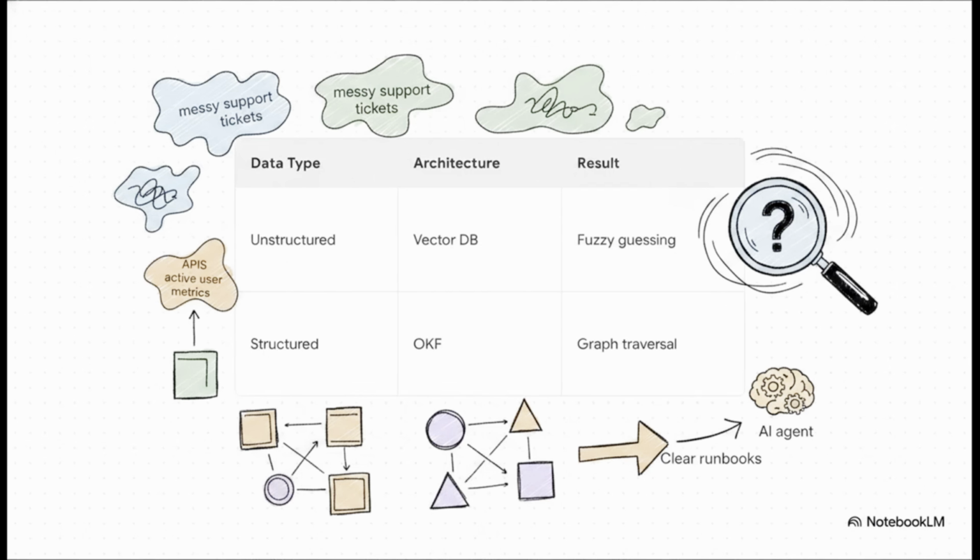Now, don't get me wrong. If you've got 10,000 messy support tickets or a mountain of PDFs, you absolutely want to keep your vector database for that unstructured long-tail info. OKF doesn't kill RAG. But for your structured backbone, things like your APIs, your core metrics, your runbooks, OKF gives your agent exactly what it needs without any of that fuzzy guessing. It sets up deliberate graph traversal. That means your agent is walking a portable, version-controlled asset instead of just taking a stab in the dark.